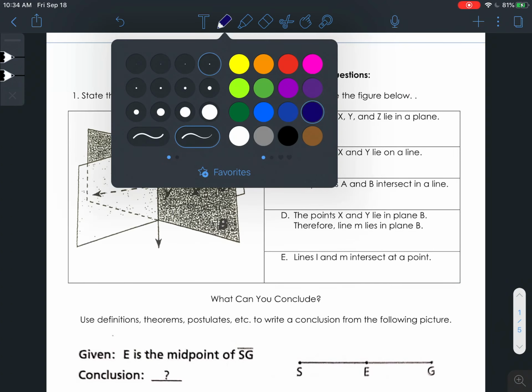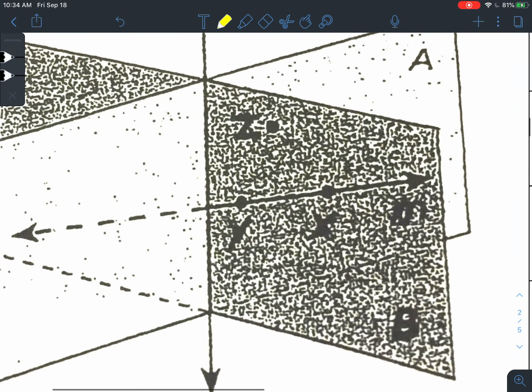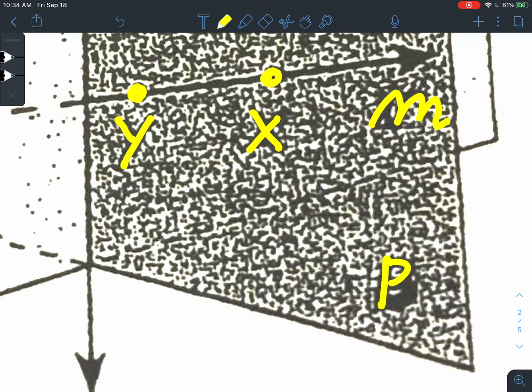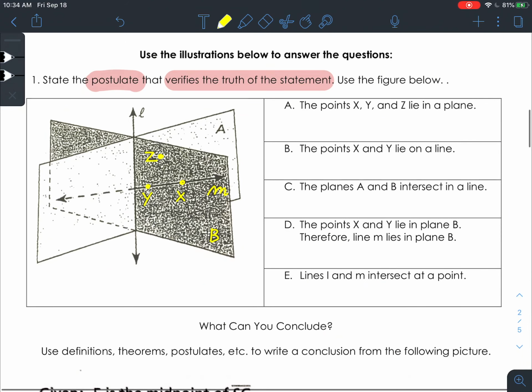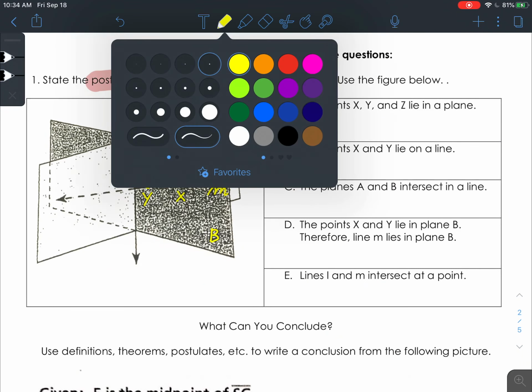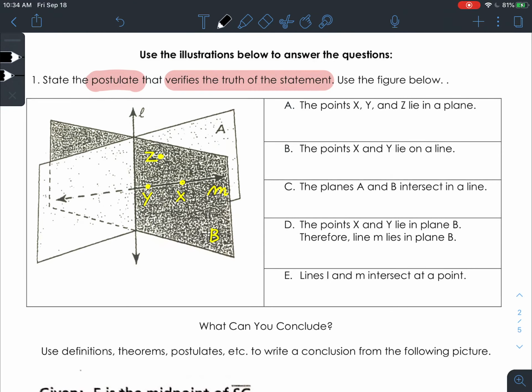Okay, but let's clear up some of the things that are on here, since it's kind of unclear. This point right here is point Z. This is point Y. This is point X. This is line M, and this is plane B. Okay, so let's read the first one. It says the points X, Y, and Z lie in a plane.